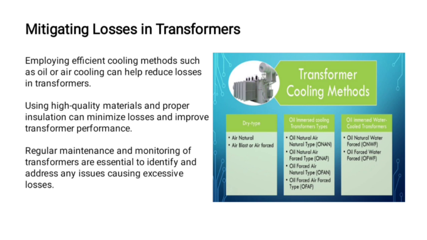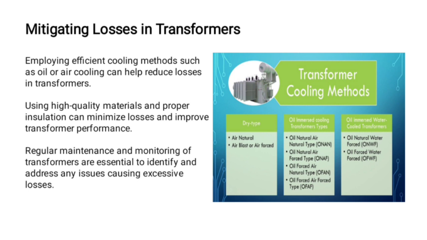Next, mitigating losses in transformers. Employing efficient cooling methods such as oil or air cooling can help reduce losses in transformers. By using these methods, we can reduce the losses in transformers through the cooling process. Using high quality materials and proper insulation can minimize losses and improve transformer performance. By using high quality materials, we can minimize the losses and improve the life of the transformer.